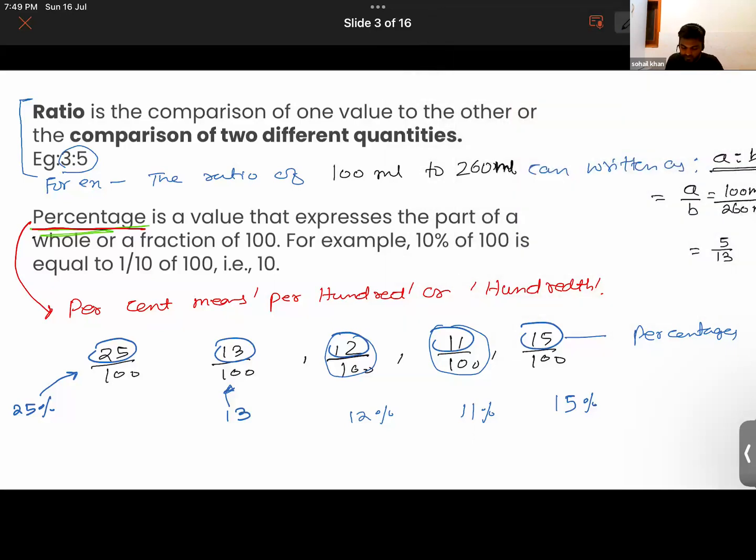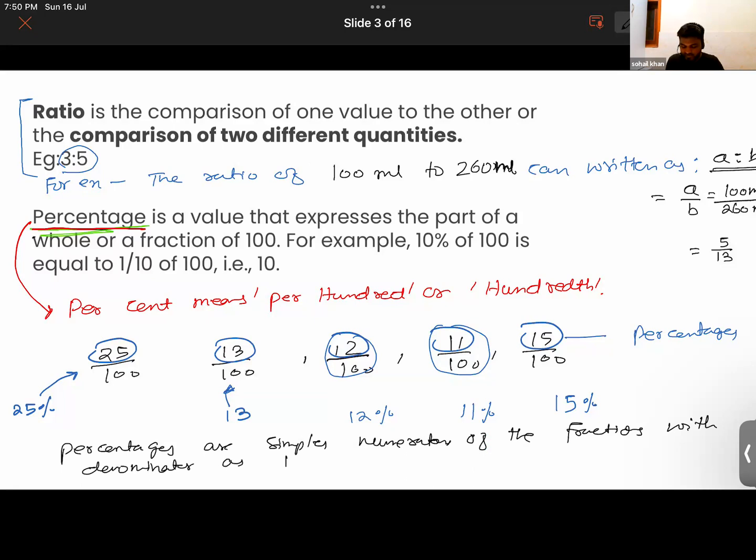So percent means per hundred or hundreds. Percentages are basically numerators of fractions with denominator as 100. So I'm writing this over here: percentages are simply numerators of the fractions with denominator as 100. All right, guys.